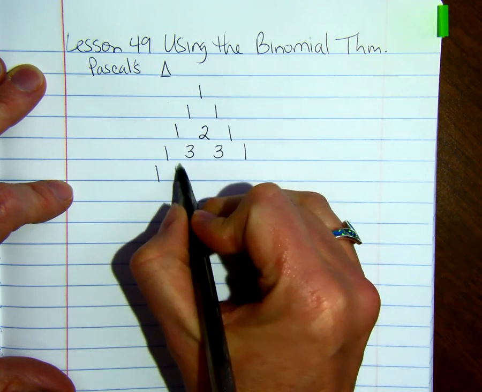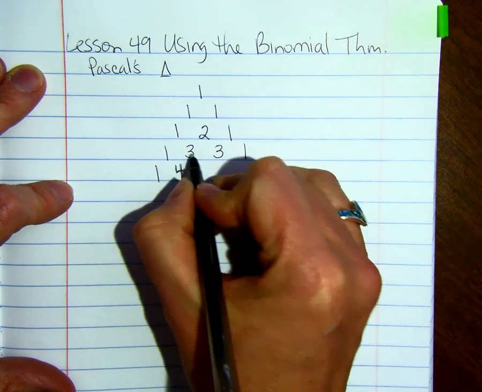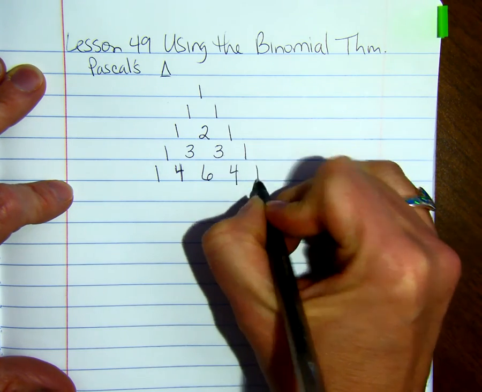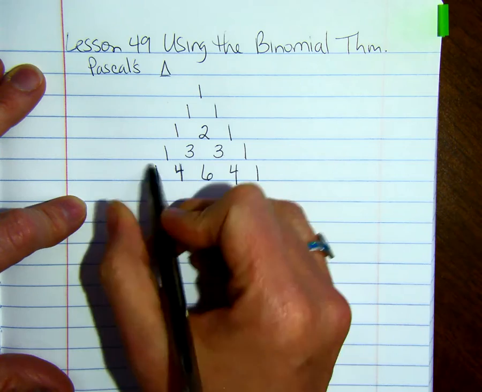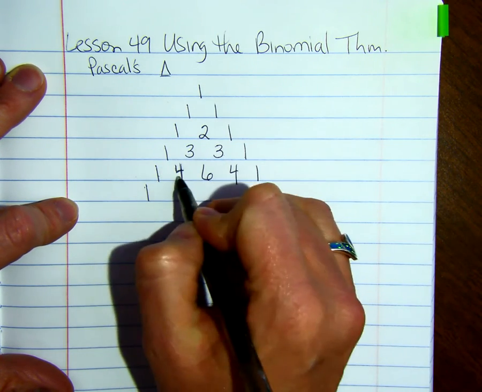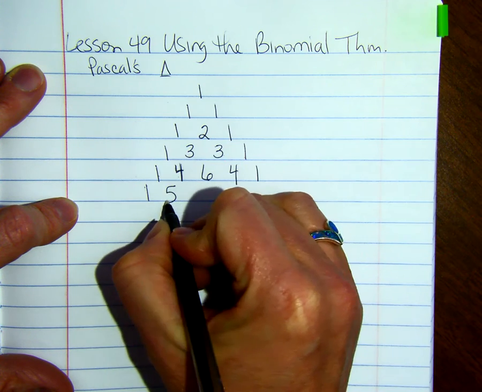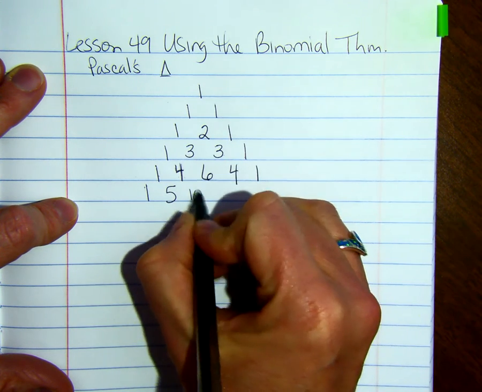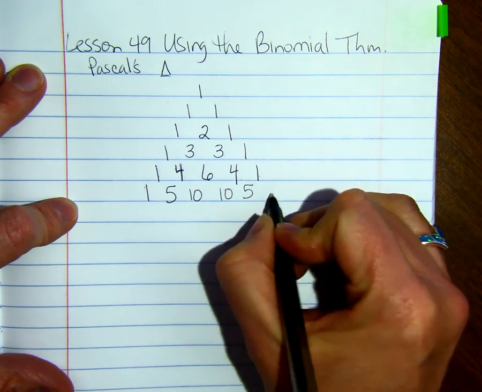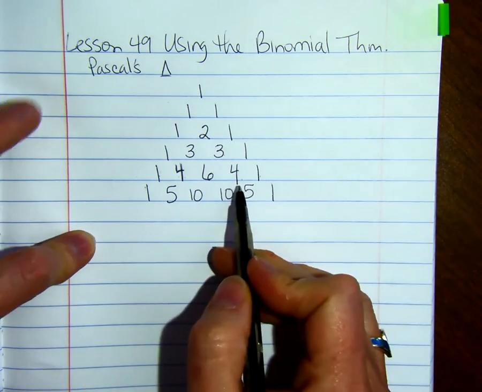1 plus 3 is 4. 3 plus 3 is 6. 3 plus 1 is 4. 1 plus 0 is 1. So you're just adding the two numbers above. So 1 plus 0 is 1. 1 plus 4 is 5. 4 plus 6 is 10. 6 plus 4 is 10. 4 plus 1 is 5. 1 plus 0 is 1. So you just keep going.